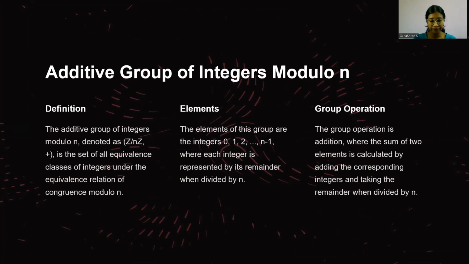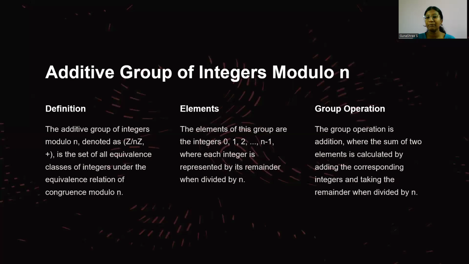This is expressed in terms of the remainders of the integers when divided by n. In other words, Z by nZ is a set of numbers. How is it defined? The elements of this group are the integers starting from zero, or starting from one based on the requirement, up to the number n minus one, where each integer is represented by its remainder when divided by n.